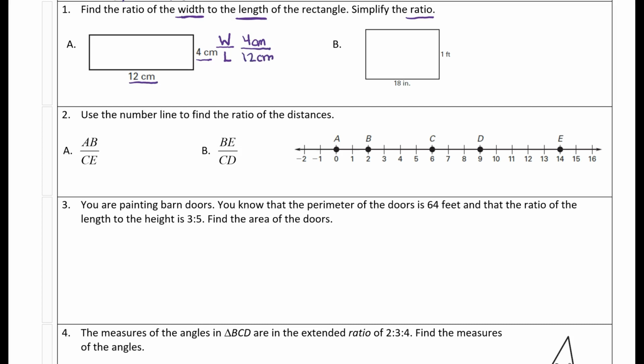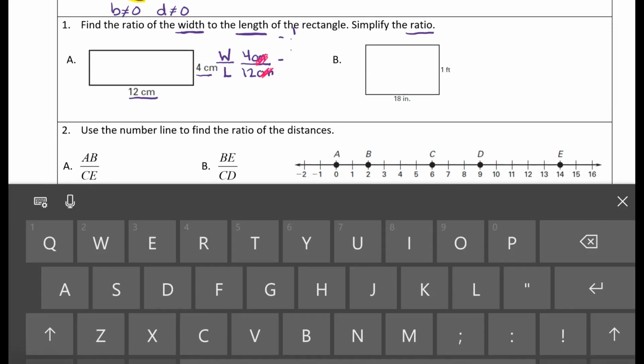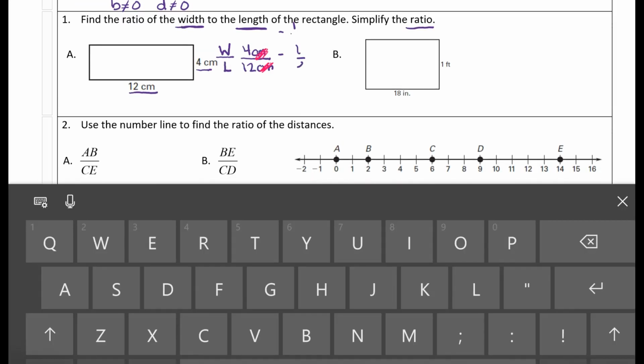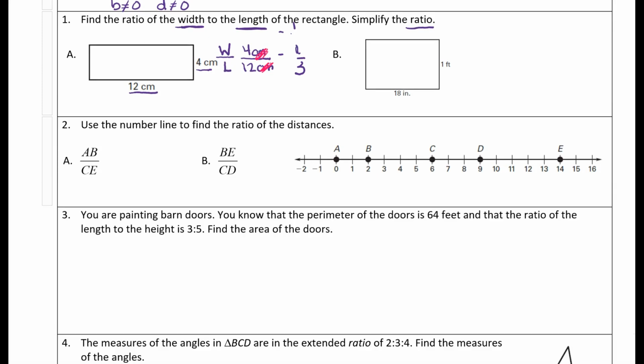Now, the very first thing I notice is that centimeters and centimeters will cancel out. So the units will cancel out. Then we can reduce this to 1/3. So that's going to be our ratio, 1/3, and the centimeters canceled out.